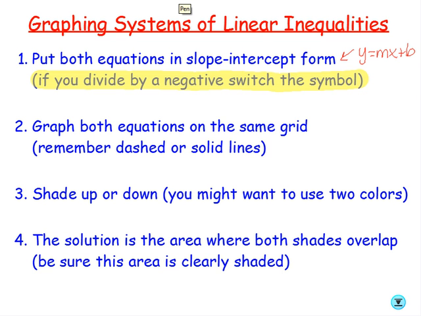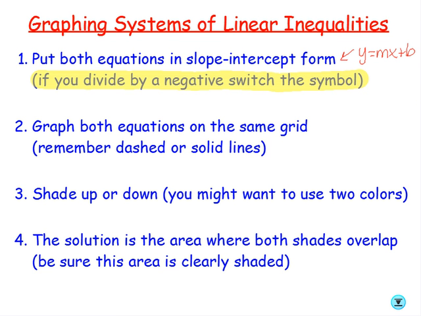Once you've gotten your equations in y equals mx plus b, we're going to graph them both on the same grid. Now, I suggest doing one all the way through and then the other one all the way through because it'll keep you from making less mistakes. But let's look at some little things you have to again remember.